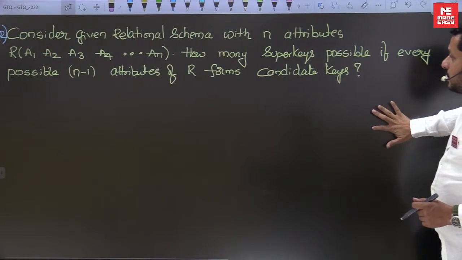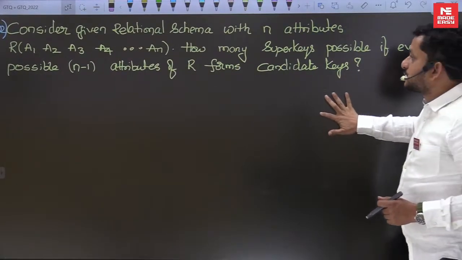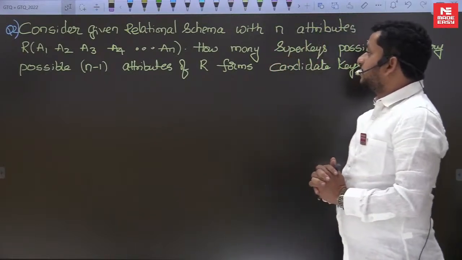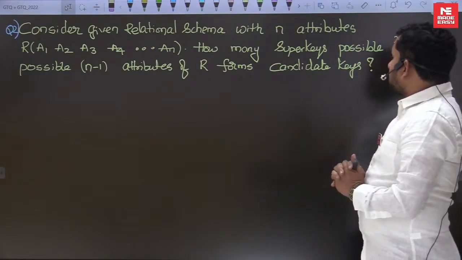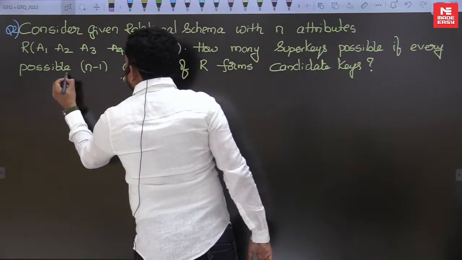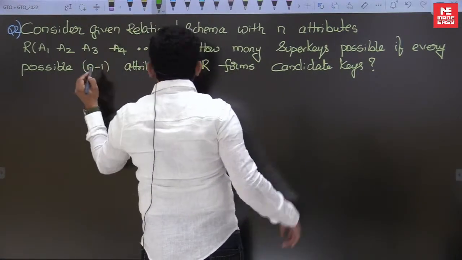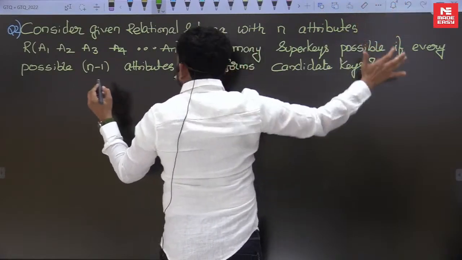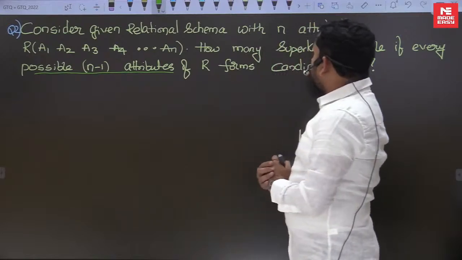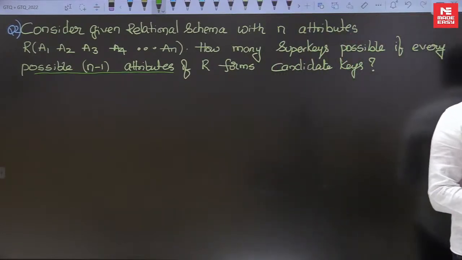It's also one more similar extension question. Consider a given relational schema with n attributes, A1 to An. How many super keys are possible if every possible n minus 1 attributes form a candidate key? So if every possible n minus 1 attributes form a candidate key, then how many super keys are possible in total?